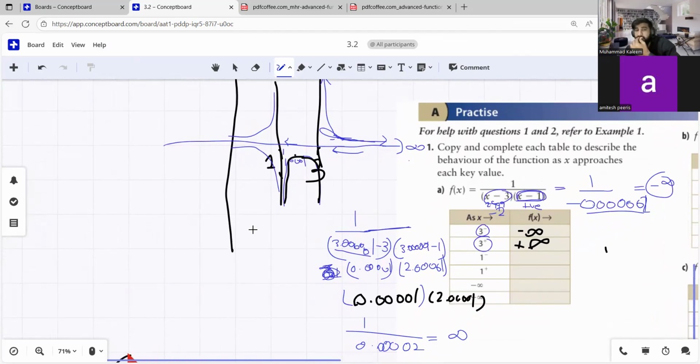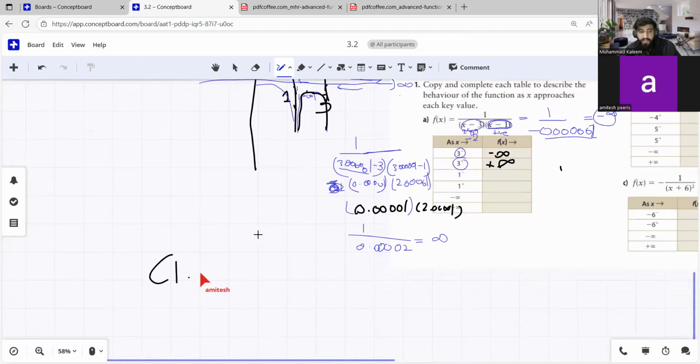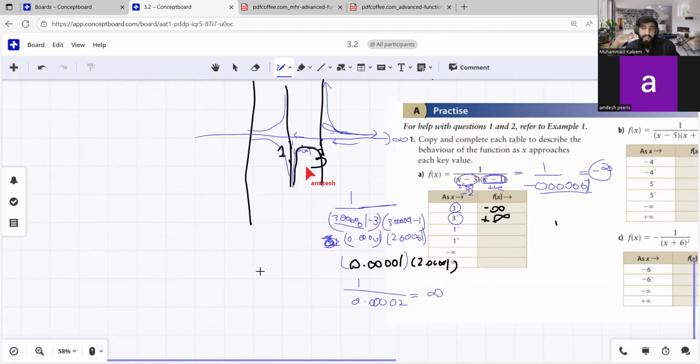If you are replacing 1.001, it means that you are approaching 1 from the right side. We have to replace a value less than 1, very close to 1, like 0.9999, not 0.00. So we will replace 0.99999, very close to 1, and then 0.9999 minus 3.